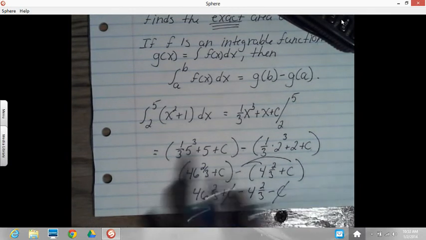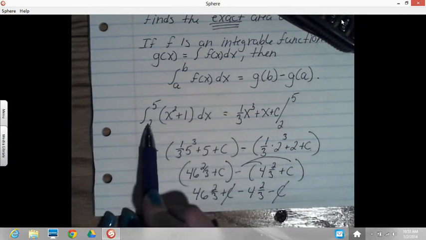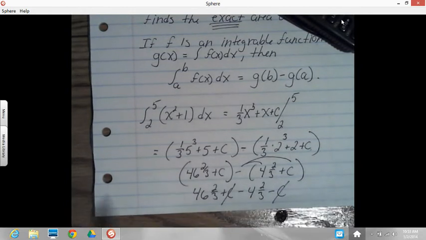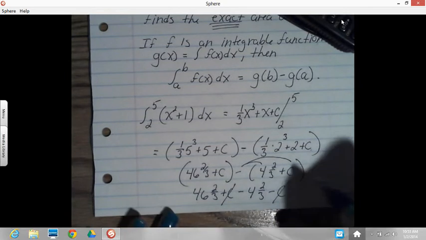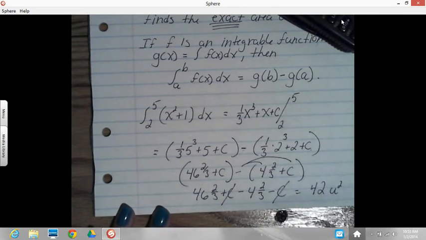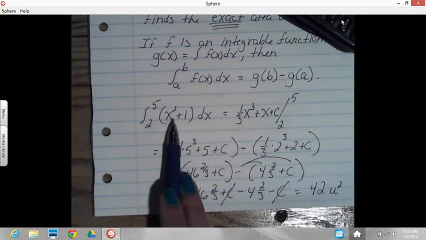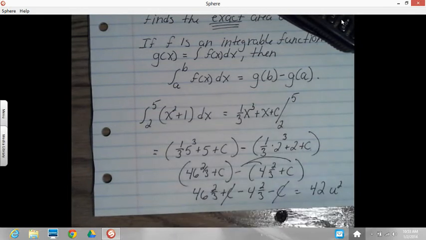So from this problem on, we will never put a plus c on here if we have these boundaries. If there's no boundaries here, like before, we have to put the plus c. So now I just have to do 46 2/3 minus 4 2/3. The 2/3 cancel. That's going to give me an area of exactly 42 square units. So what we're doing today is just doing the antiderivative stuff and substituting in. So let's practice it. And that's your fundamental theorem of calculus.